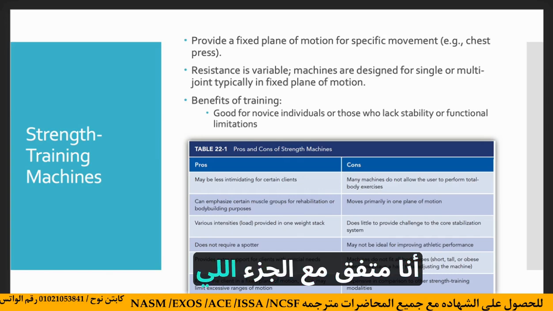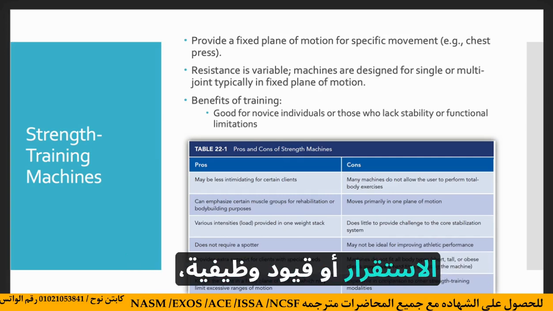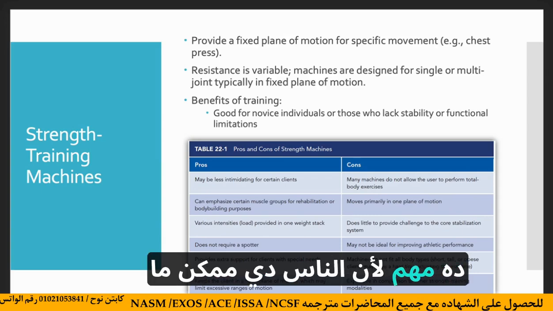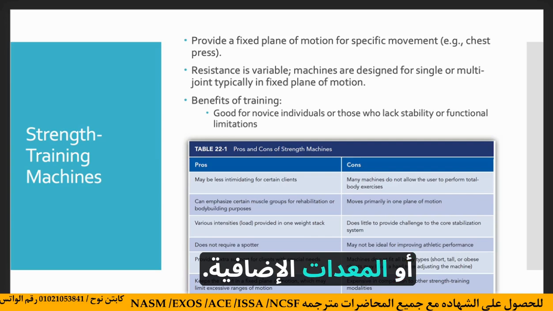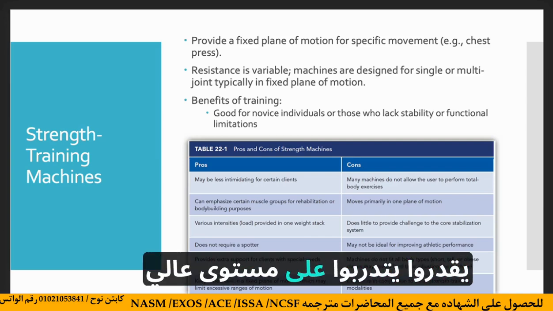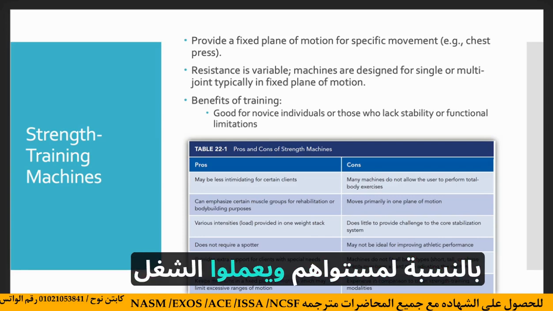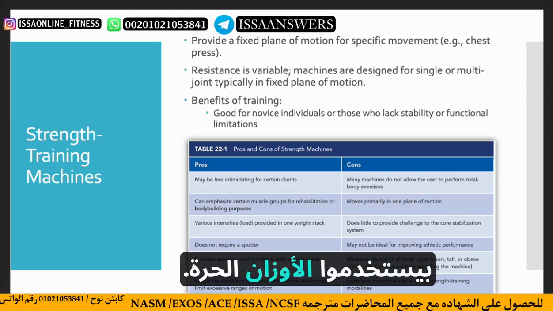I do agree with the benefit part here, though. It's good for novice trainers, right? And those who lack stability or have functional limitations. That's important because those people may not work really well with free weights or accessory equipment. So this would be the way to get them to be able to train at a high level for what their level is and get the work they need to put in, even though they're not using free weights.